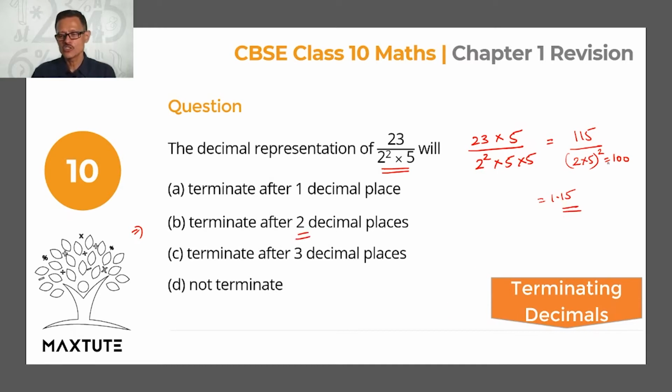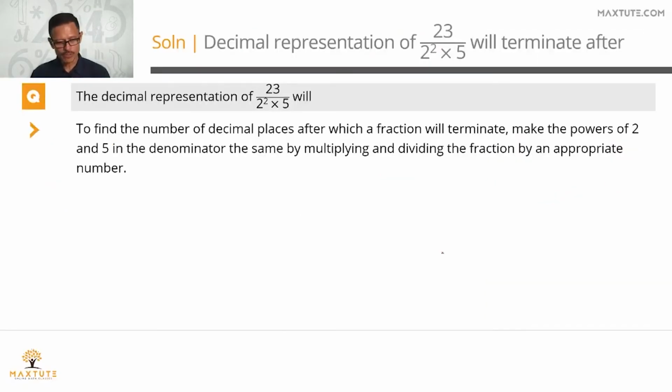The idea is to make the denominator a power of 10. How do we make it? You can make it only when the powers of 2 and 5 are the same. Let's quickly run through this in a printed form.